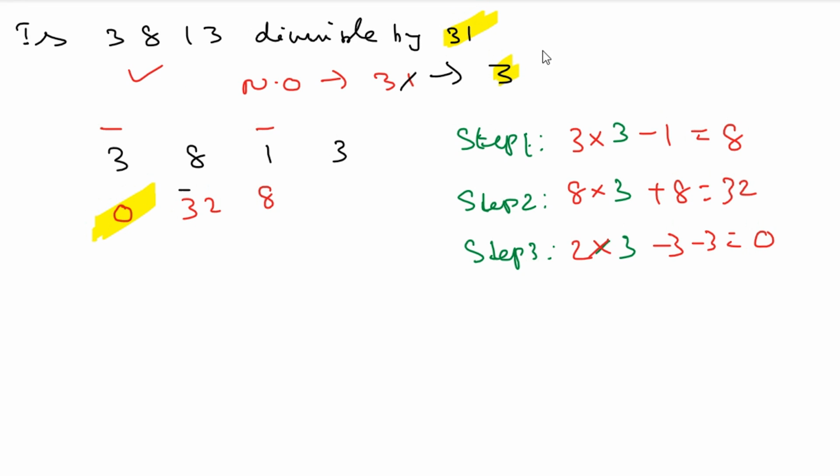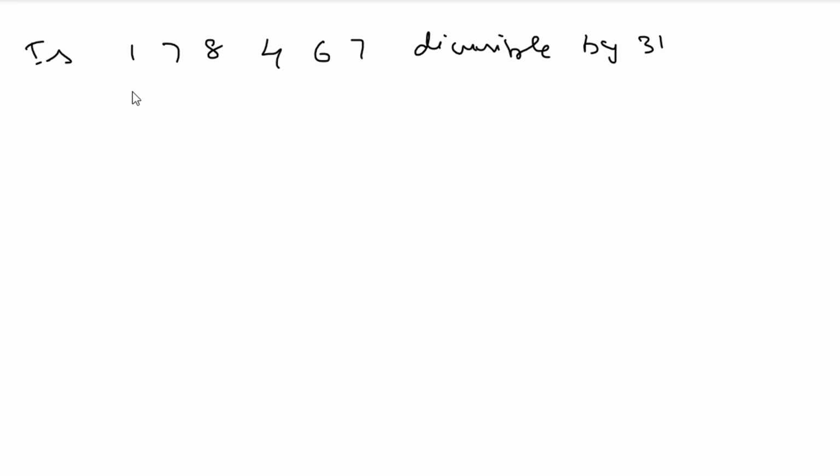This is the method for the divisible property of 31. Now I will tell you one more example, just a little bit difficult, that means a 6-digit number. Let us check, is 178467 divisible by 31? Here, first, what is the negative oscillator? Drop the 1 and the negative oscillator is equal to 3.